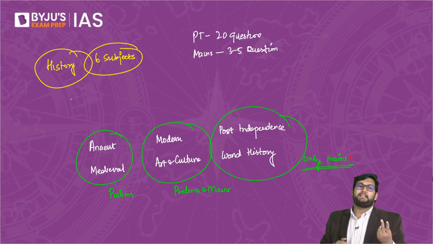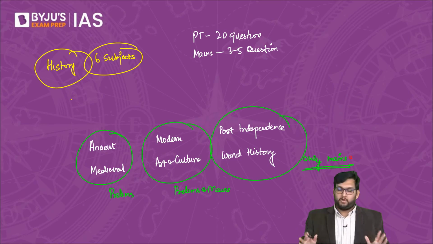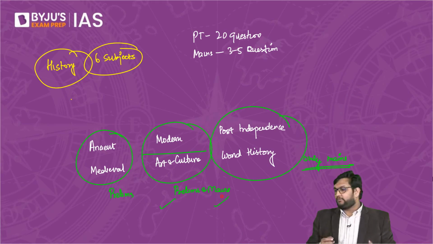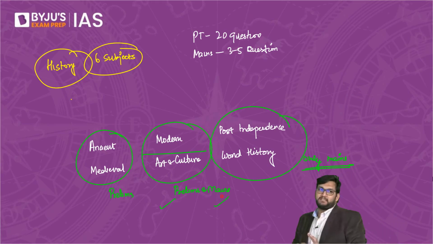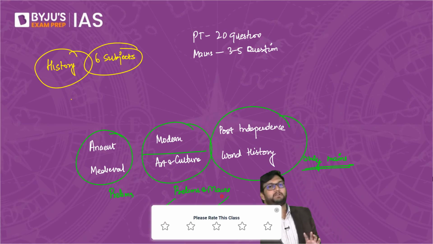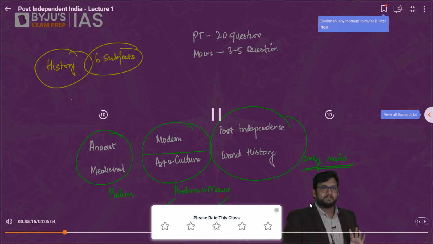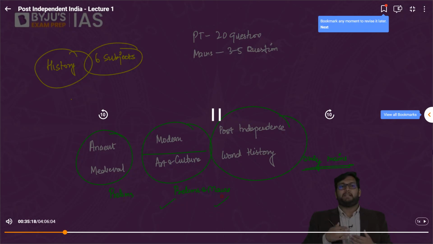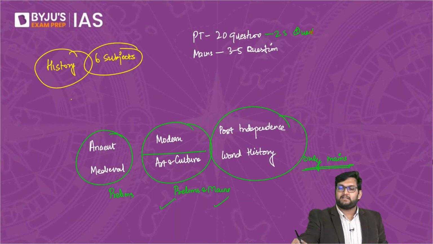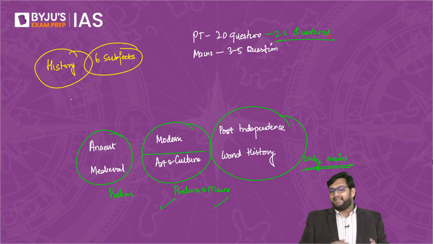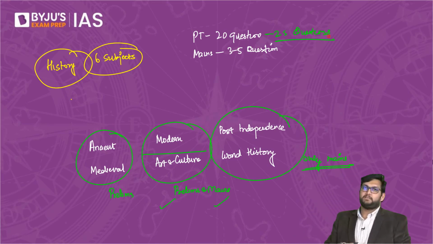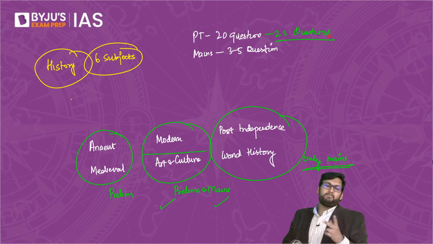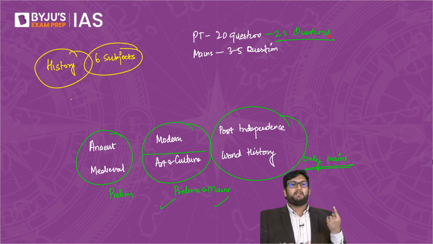Modern and art and culture are considered the most important because both come in prelims and mains both. Modern, you will get at least 5 to 10 questions, and art and culture, again, you will get at least 5 to 10 questions. Together with ancient medieval, there can be 20 to 25 questions. So the questions' internal differentiation changes, and from post independence and world history, you will get one question or 1-2 questions for sure. That is why 3 modules for 1 question is not bad.